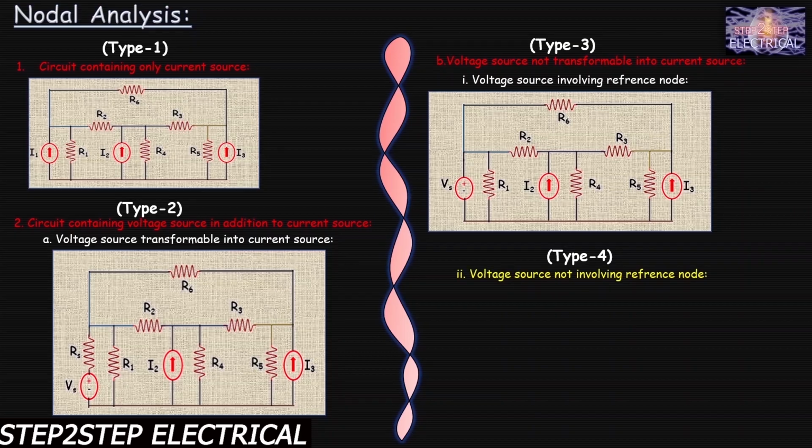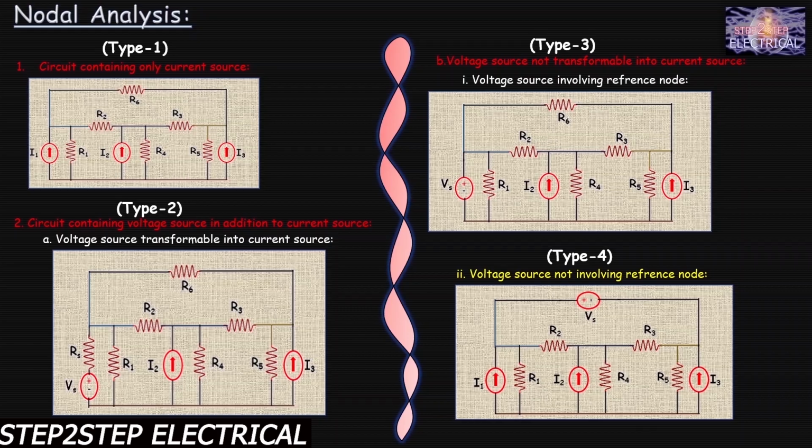Type 4: the voltage source cannot be transformed into a current source, and the voltage source is also not involving the reference node. And here the circuit is. This is the circuit. Here this voltage source is not involving this reference node. The reference node is down. This one is the reference node, and this voltage source is not connected with the reference node in any way. The voltage source is also not connected with any resistance in series. So this voltage source is neither transformable into a current source nor is it connected with the reference node.